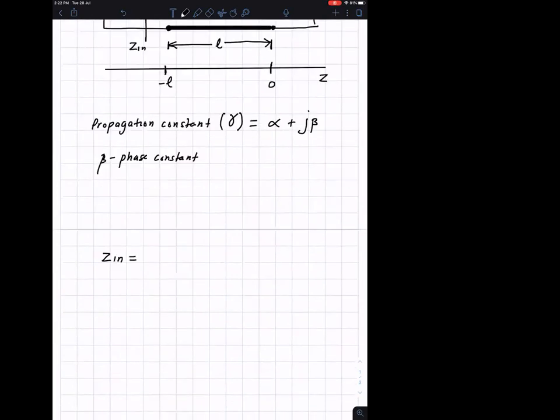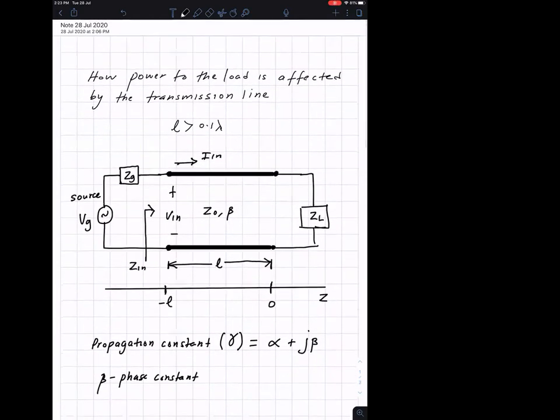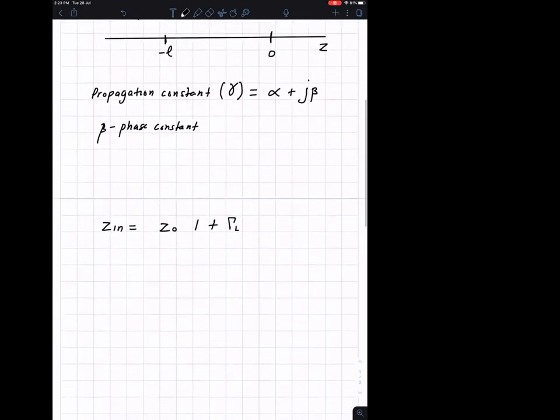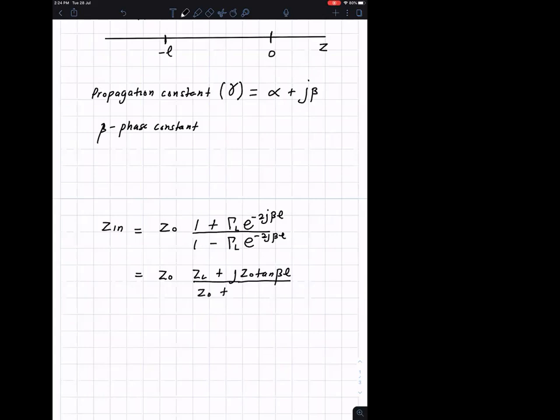There's an expression for the input impedance. The input impedance is Z0 multiplied by 1 plus the reflection coefficient of the load, the reflection coefficient looking into the load, multiplied by e to the power of 2j beta L, divided by 1 minus the reflection coefficient multiplied by e to the power of 2j beta L, divided by Z0 tangent beta L.